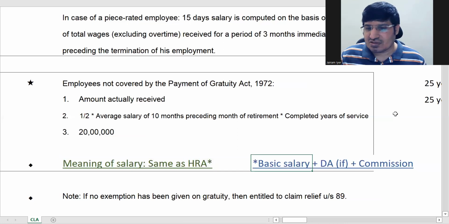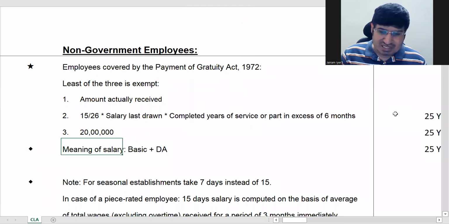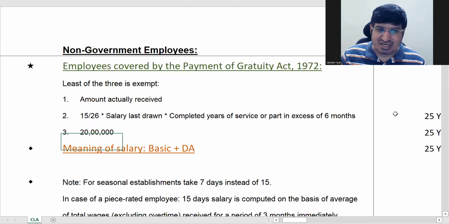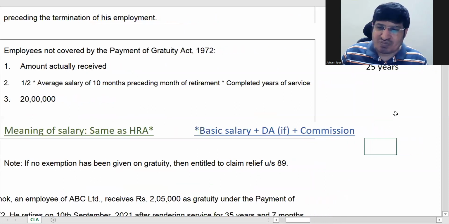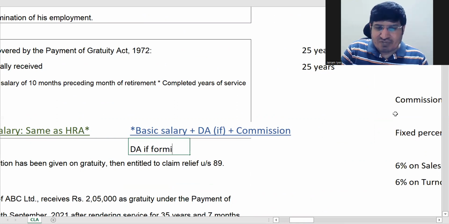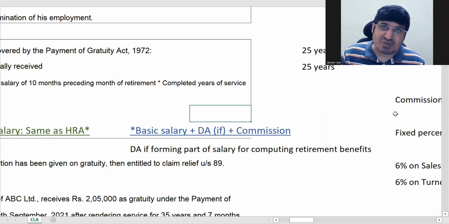So now, what is the meaning of salary? What was there in the previous case? It was basic plus DA only, correct? This was the previous meaning of salary for those covered by Payment of Gratuity Act. So what is this in this case? It is basic salary plus DA if forming part of salary for retirement benefits. DA if here means DA if forming part of salary for computing retirement benefits. So if 60% is forming part, that is given, you will take only 60% of DA, not full here. There you will take full.